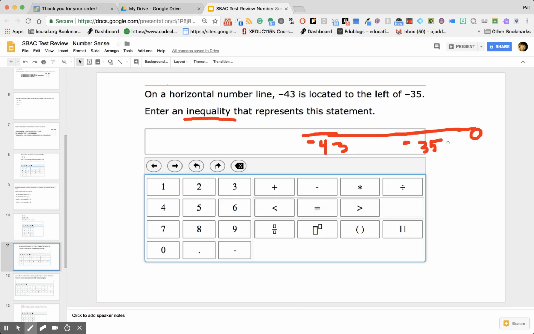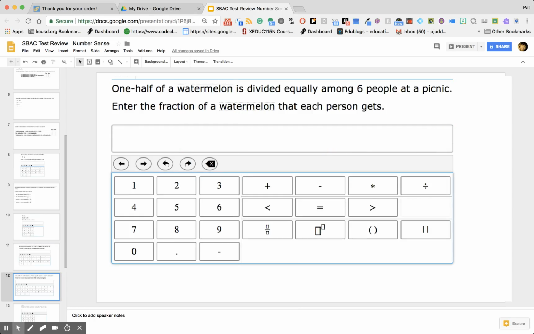Okay, well, if I know that the further I get from 0, the less value the number has, I can look at negative 43 and know that negative 43 is less than negative 35. And I have no doubt you came up with the same statement. So now on to the next one.